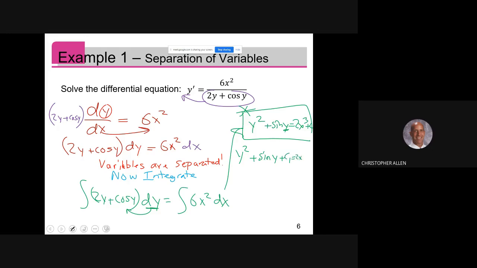Equals, and then 2x to the third plus, let's call that c2. So let's say we do the constant integration on both sides. Remember, a constant is just a number, right? So if I subtract that number over to this number, guess what I still get? I just get a number.